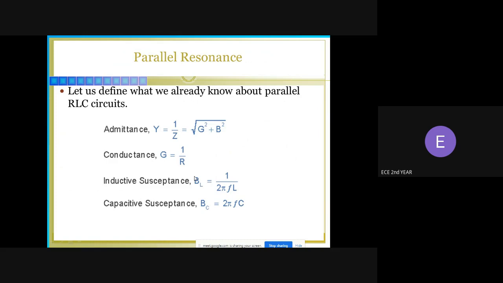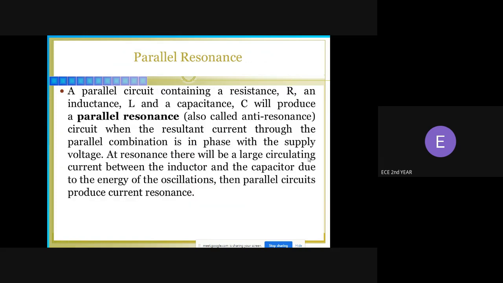Here we mention it as BL. In a series resonance, XL equals 2 pi FL, but here we take the reciprocal, so 1 by 2 pi FL. In a series resonance circuit, XC equals 1 by 2 pi FC, but in parallel resonance it is the capacitive susceptance. There we mention impedance, here we have susceptance, the reciprocal of impedance. So B is equal to 2 pi FC. So all the values are reversed, reciprocal.